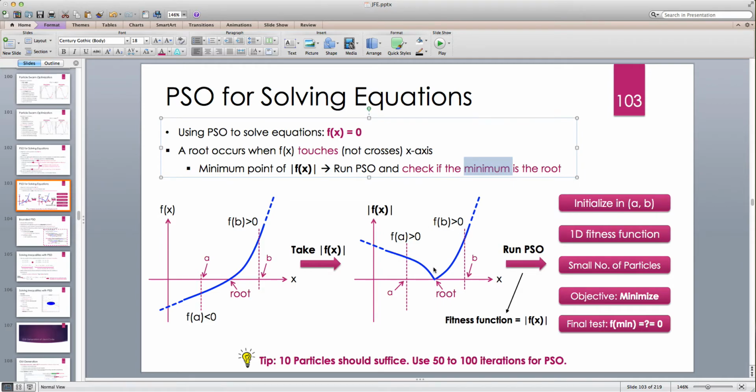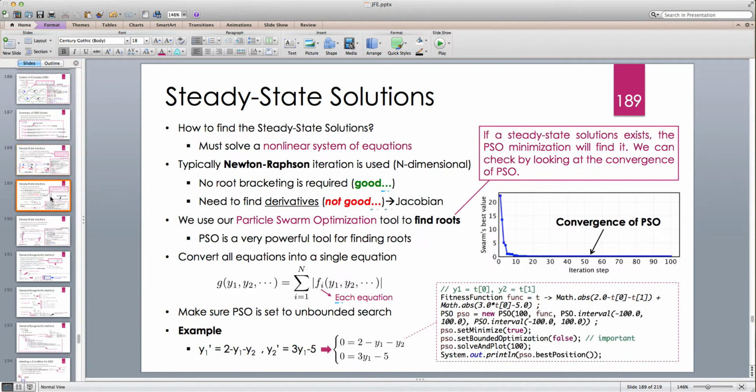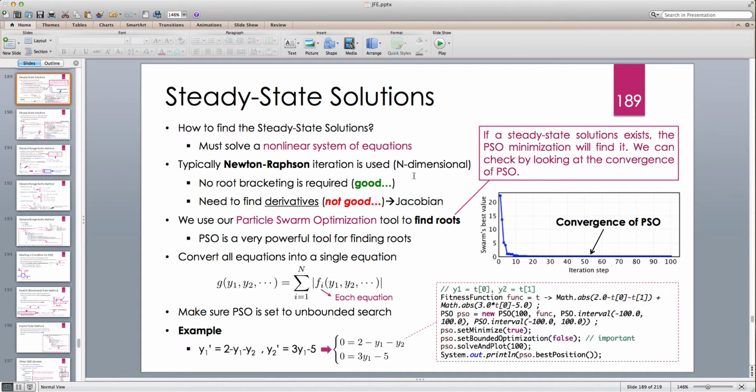Once we find the minimum of this absolute value, we check whether or not it's in fact the root. We find the minimum in this interval, put it in the function, and see if it's very close to 0 with some tolerance, 10 to the negative 9 or something. We're going to do the same thing here. And again, the PSO that we wrote was very easy to write for an n-dimensional case, with particles having n-dimensional variables. So we already have it there.